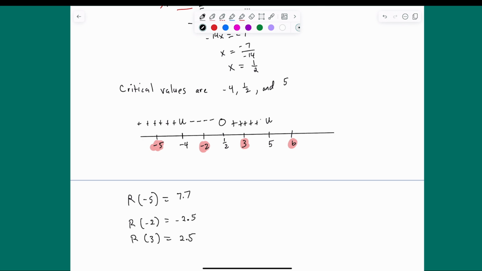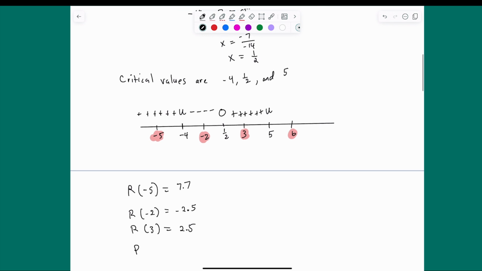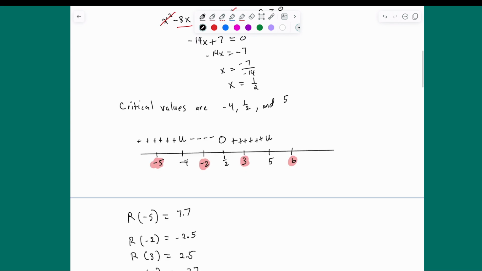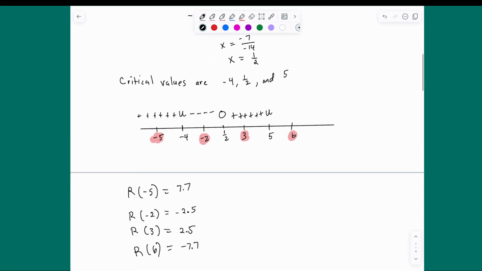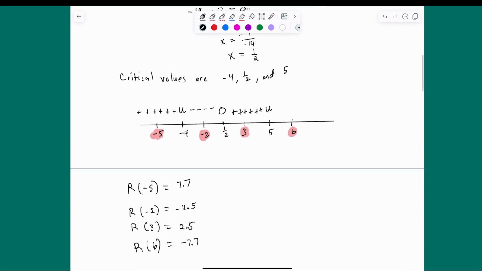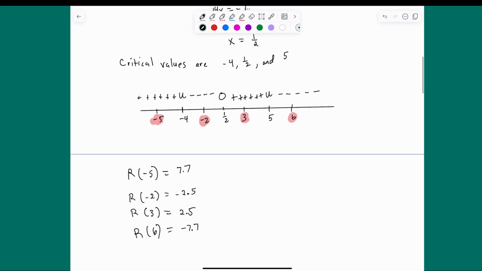You can see by the sign. And then finally, plugging in our last test value of 6 equals -7.7. Once again, all I'm doing is plugging those values into the original function, the related rational function, x minus 3 over x plus 4 minus x plus 2 over x minus 5, and that's what we got. So R of 6 was -7.7, which means it's negative here. Okay, so now we're pretty much ready to solve the original inequality.